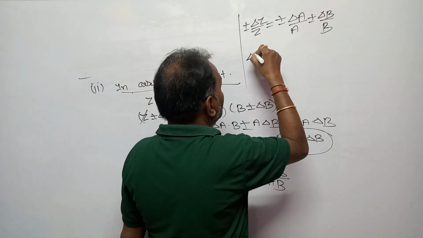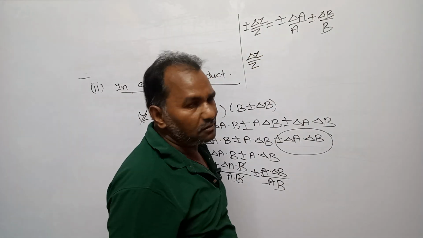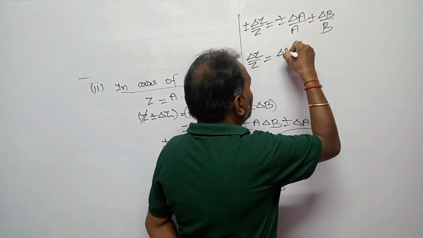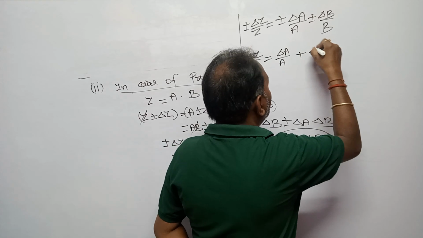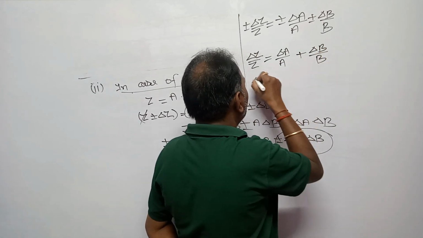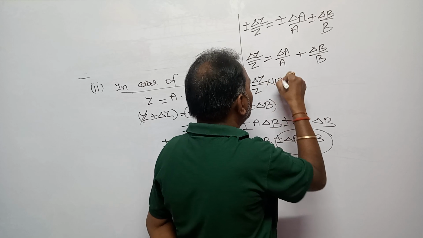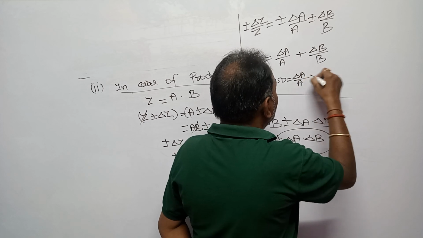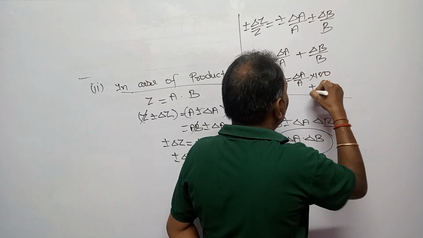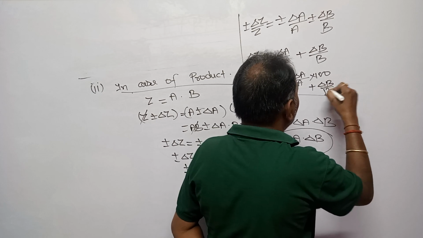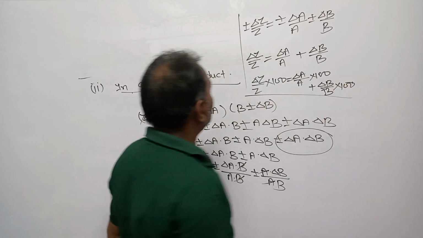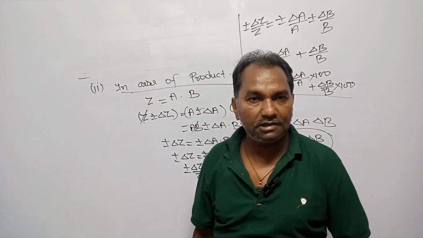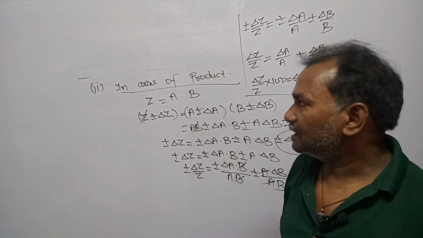Dear students, you can also write, actually the error is always considered positive, so you can write ΔZ/Z = ΔA/A + ΔB/B. Now multiply it by 100, you will get ΔZ/Z × 100 = ΔA/A × 100 + ΔB/B × 100. This is the way to find the value. If the formula is the product of two physical quantities, then you can find the error in this way.